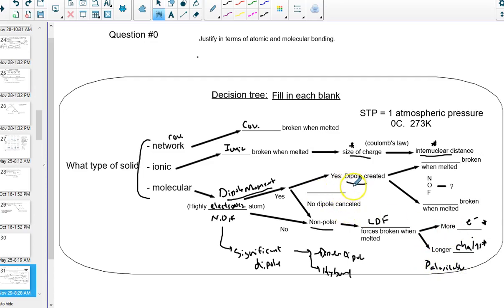If you have a dipole created, is it a significant dipole? Meaning, if you have data, is it going to be affecting it? Well, one of these guys here is really what we're looking at. Hooking to a hydrogen will push us through hydrogen bonding, or just some other atom. So if it's hydrogen, then it's going to be hydrogen bonding, or just a dipole attraction. Okay. So that's kind of what we're looking at here.